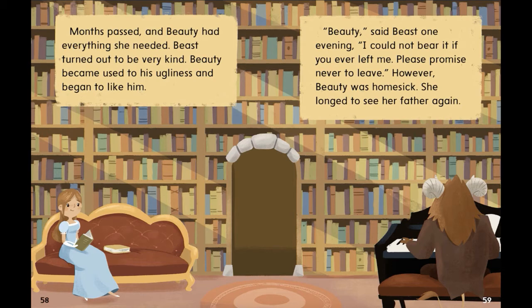"Beauty," said Beast one evening. "I could not bear it if you ever left me. Please promise never to leave." However, Beauty was homesick. She longed to see her father again.